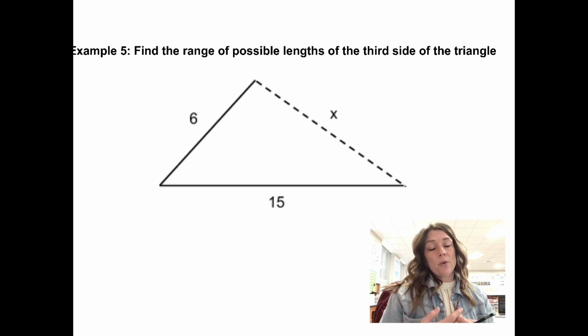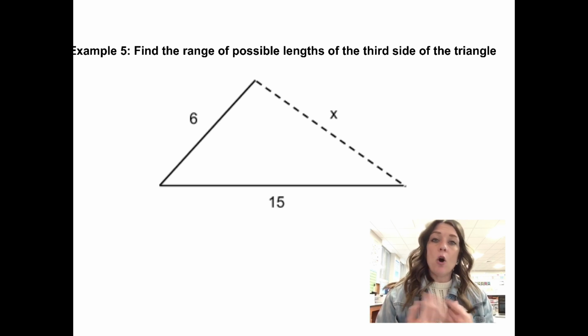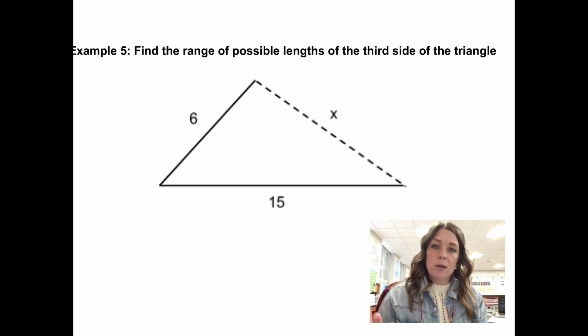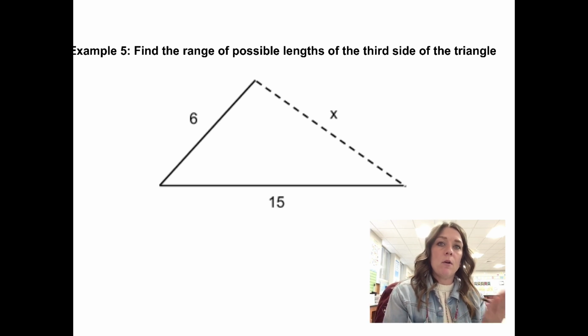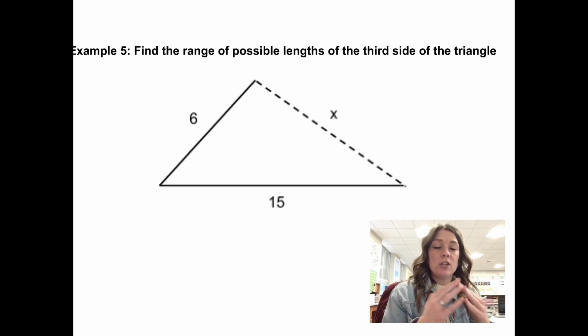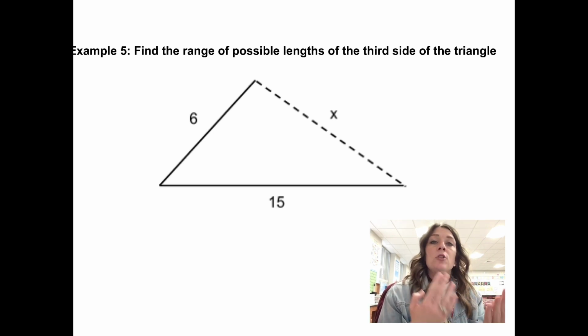All right, so hopefully you were able to move through those examples. All you were doing was checking the two smallest to see if they were bigger than the third side. This is now a question mark. Now we have a variable, okay? Well, if I have a side length of 15 and a side of 6, what are the possible ranges? What are the possible lengths that missing side could be to make it a triangle?